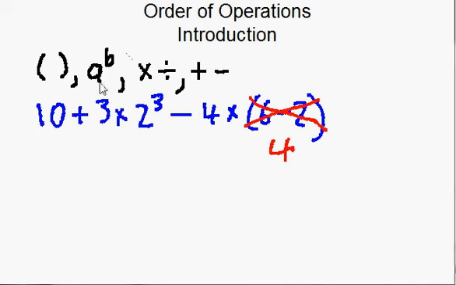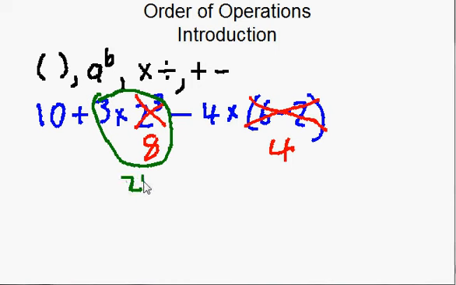Next, after parentheses, you evaluate the exponents. 2 to the third power is 2 times 2 times 2, which is 8. So now I've gotten rid of that. The next thing is multiplication and division, starting from left to right. 3 times 8 is 24. So this whole number here becomes 24, and I could cross that out now if I wanted to. And then 4 times 4, this whole number here, becomes 16.